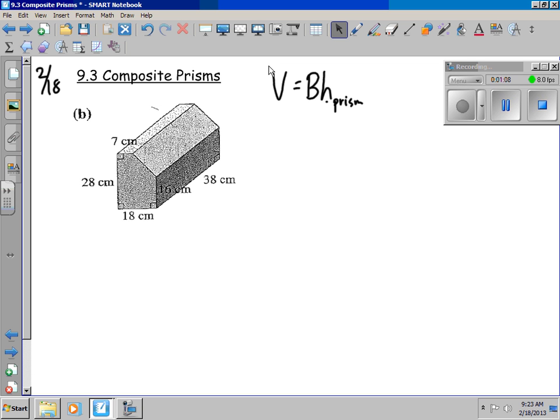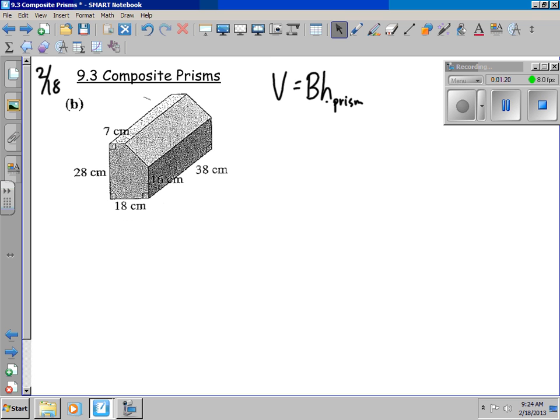Ethan, why do you say it's not? Because it has more than, what is it? Yeah, it actually has 5 sides. 1, 2, 3, 4, 5. It's got 5 sides, so it's not just a trapezoid. So any ideas of how we could handle this one?